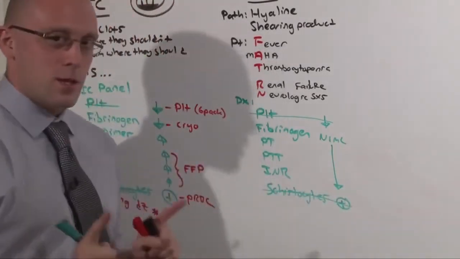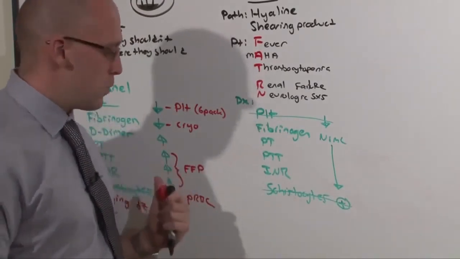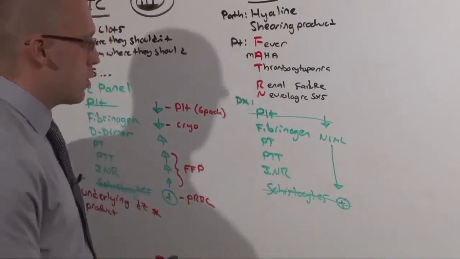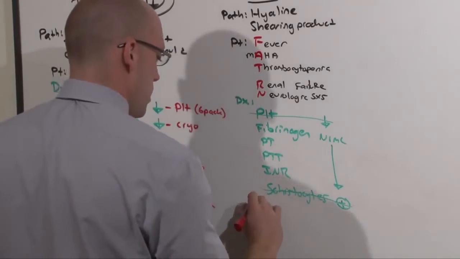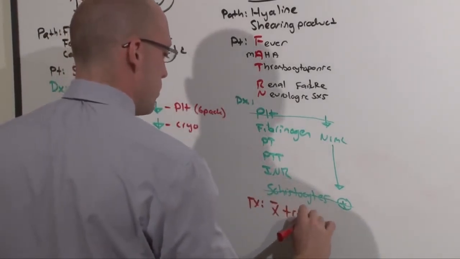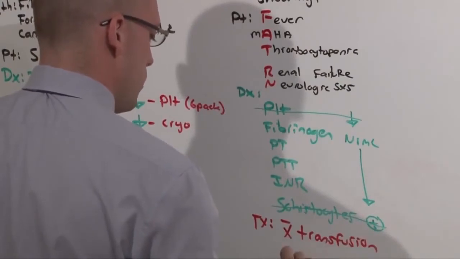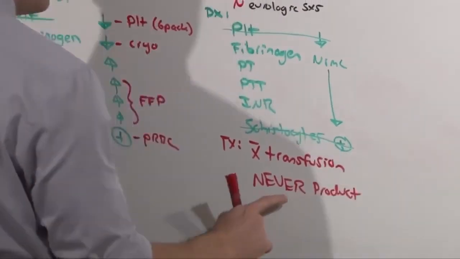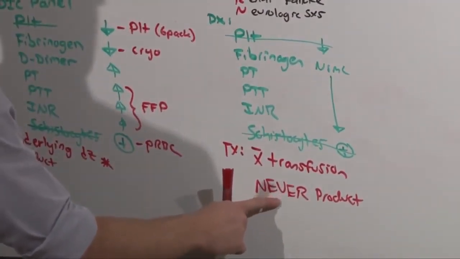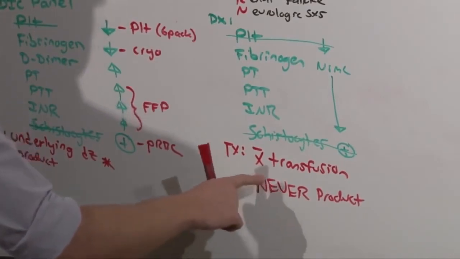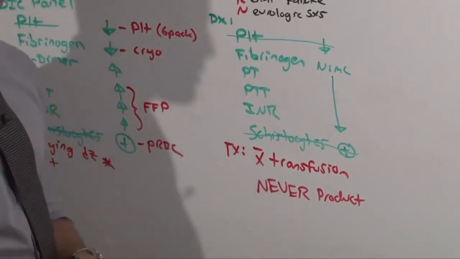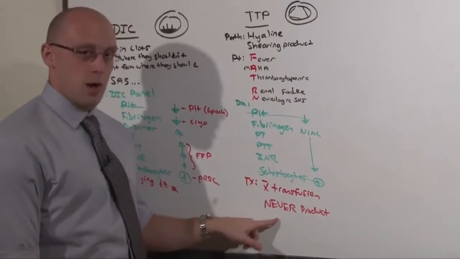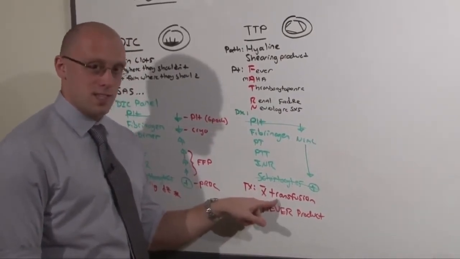The difference is in the pathology. Fibrin clots use up the clotting cascade, hyaline clots don't. And it's also very important to the treatment because the treatment for TTP is an exchange transfusion, and you never transfuse product. Because if you transfuse platelets, you make the microangiopathic hemolytic anemia worse. So differentiating these is very important. DIC is give them product and hope the underlying condition gets better. TTP is never give transfusion of products and give them an exchange transfusion instead.